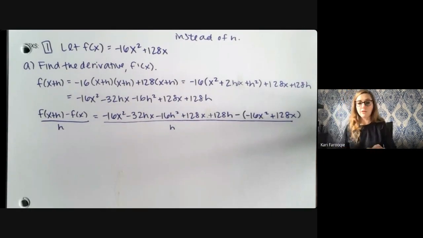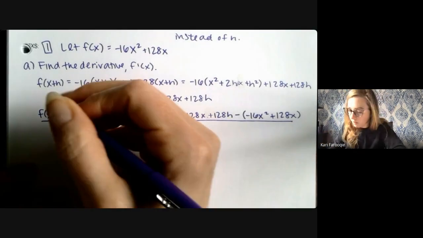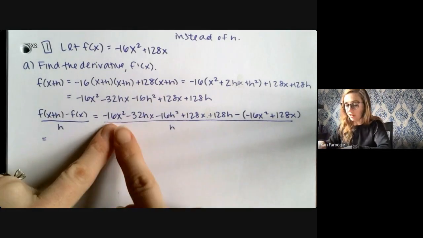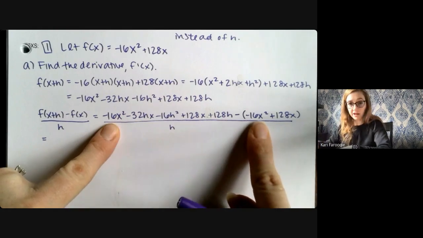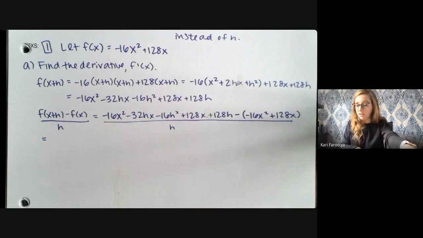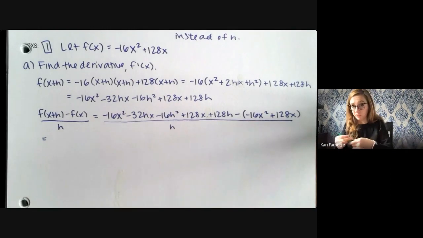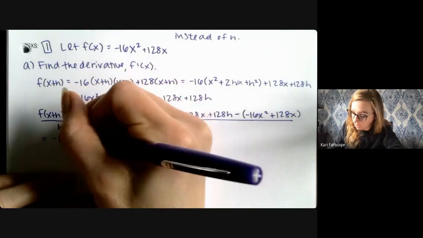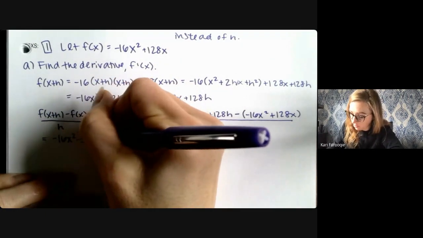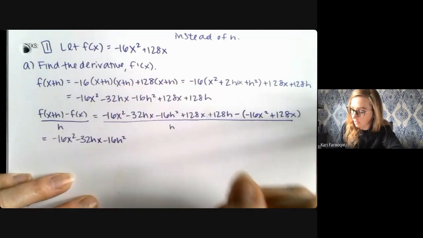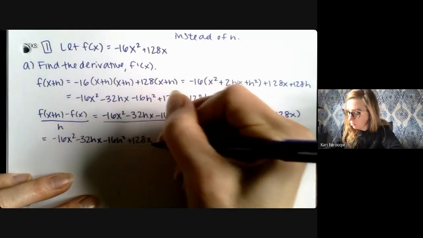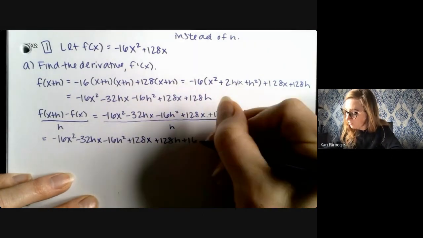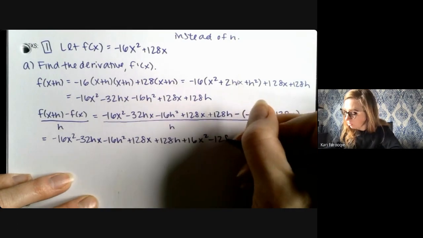Wonderful. Now let's simplify. So this is going to be equal to, and I'm going to go ahead and combine like terms here. I'm going to have negative 16x squared minus negative 16x squared. Remember, if you've done this correctly, these 2 terms are going to be additive inverses, and they're going to cancel out. If you need to see the step, I will show you the step because I'm the teacher. Negative 16x squared minus 32hx minus 16h squared plus 128x plus 128h plus 16x squared minus 128x divided by h.